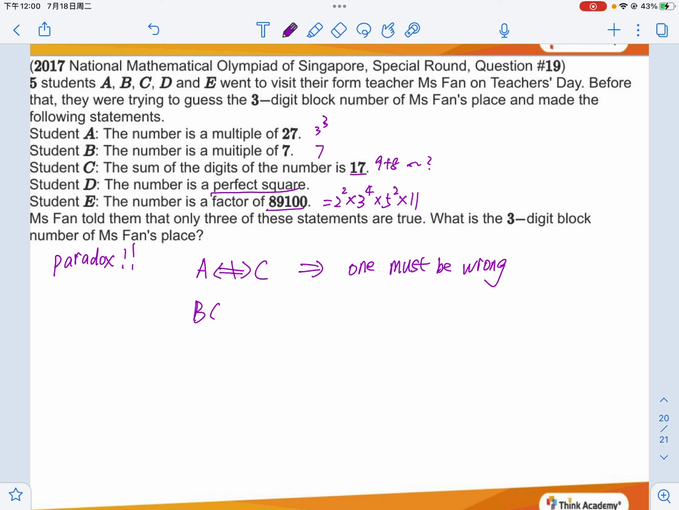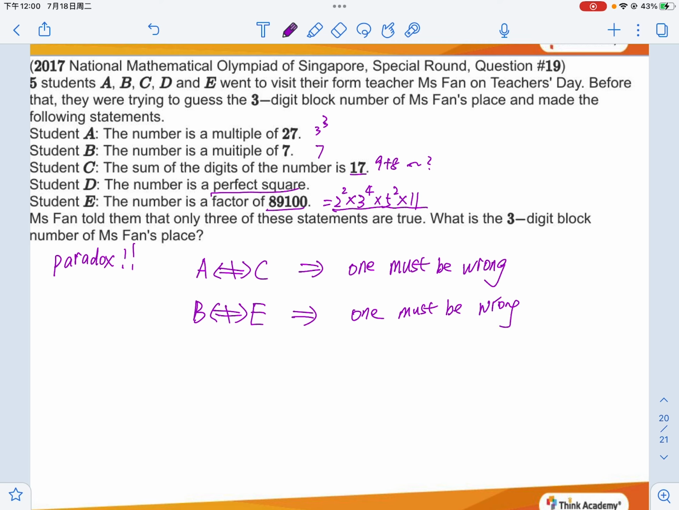So B is a paradox with E, right? B says it's a multiple of 7, but there's no 7 in E, right? When you find these numbers, there is no 7. Okay, so also one must be wrong.